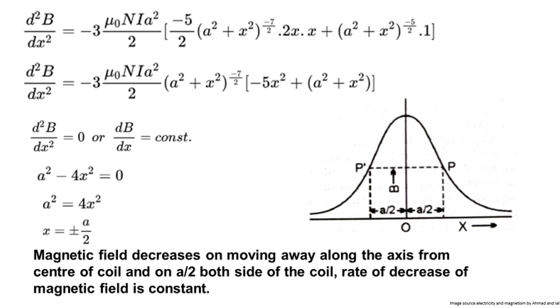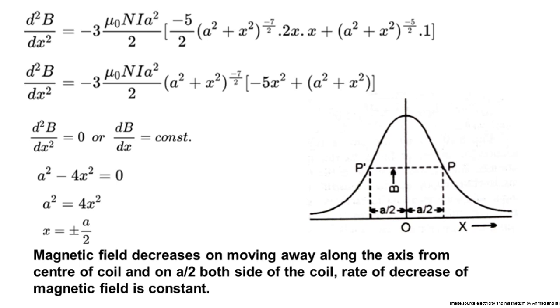Now we want to see the variation of magnetic field with the distance. So we have kept d²B/dx² equals 0, or dB/dx equals constant. When we take d²B/dx² equals 0, either the first term will be 0 or the second term will be 0. The first term cannot be 0 as it has the number of turns in the coil, the current in the coil and the radius of the coil, which cannot be 0. So we take the second term as 0. So that is A² minus 4x² equals 0. This gives you A² equals 4x², or x equals plus minus A/2.